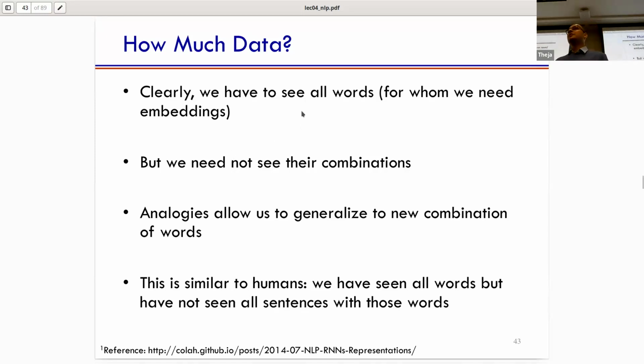Obviously we have to see all the words for which we need to generate embeddings. If we have the English dictionary and we want to embed every word in it, every word has to appear somewhere in the corpus. Otherwise, if the word did not appear in the corpus, how can you get a vector for it, right?